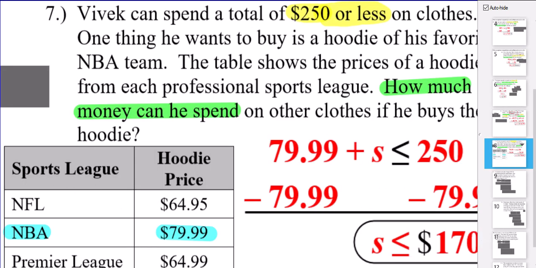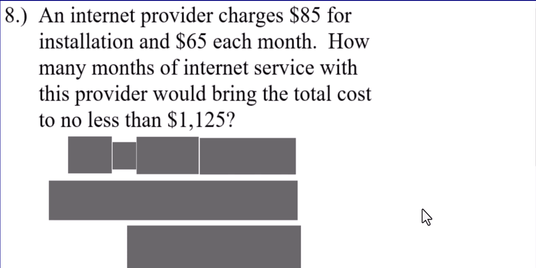We already did number 7 in part 1. We are now at problem number 8. Follow along, get your pencils ready. Here we go. It says an internet provider charges $85 for installation and $65 each month. How many months of internet service with this provider would bring the total cost to no less than $1,125?